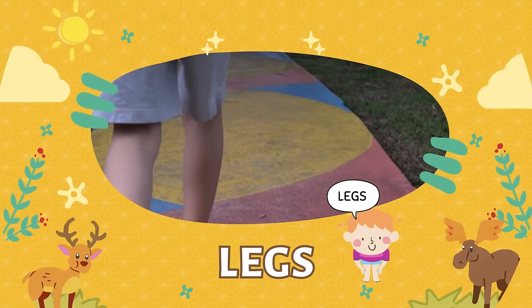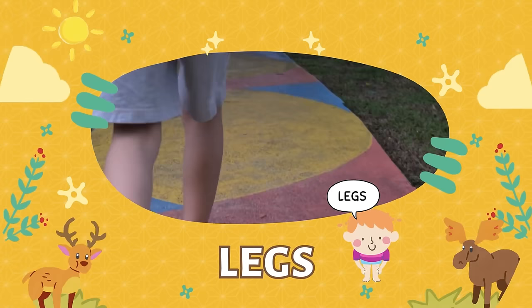Hi kids, let's learn the alphabet today. A. A is for apple. A is for arm. A is for airplane. A is for ant. A is for avocado. A is for alligator.